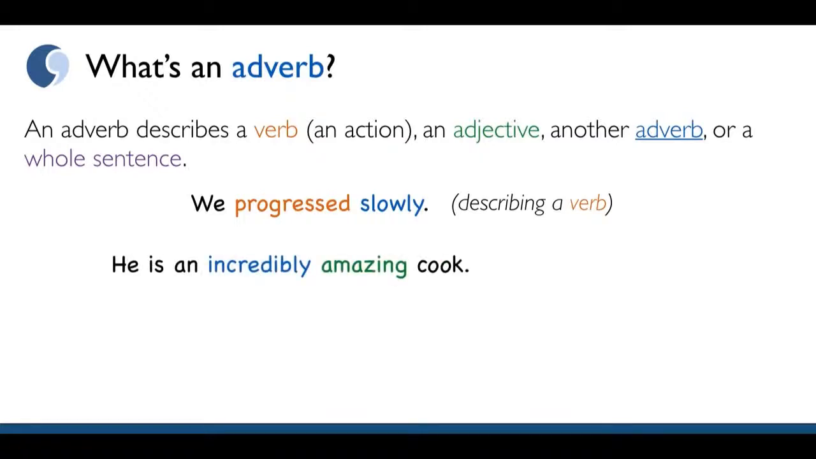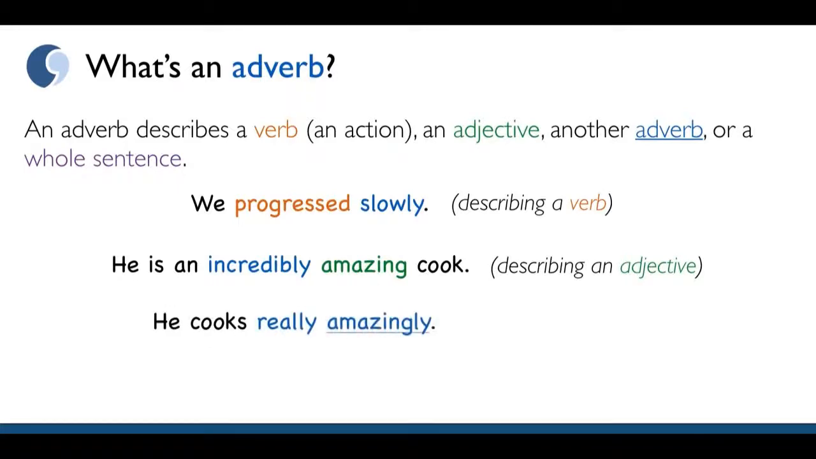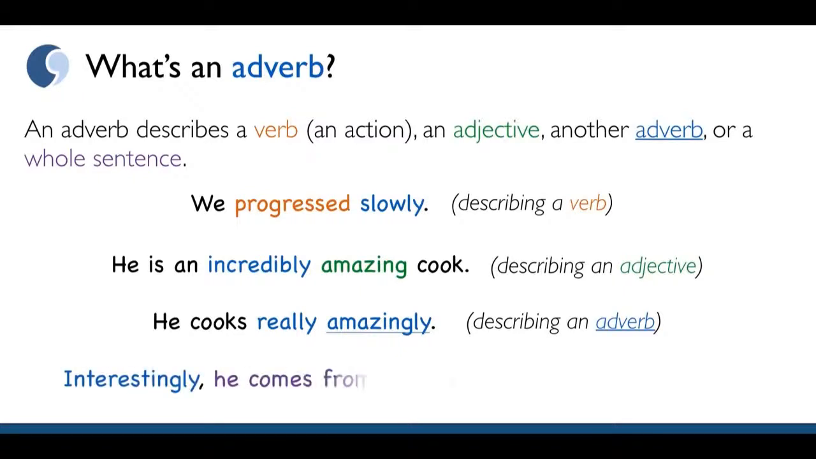He is an incredibly amazing cook. Here, incredibly is an adverb that tells us more about amazing, the adjective. He cooks really amazingly. Here, really is an adverb telling us more about another adverb, amazingly. And finally, interestingly, he comes from England. Interestingly relates to the whole sentence, he comes from England.